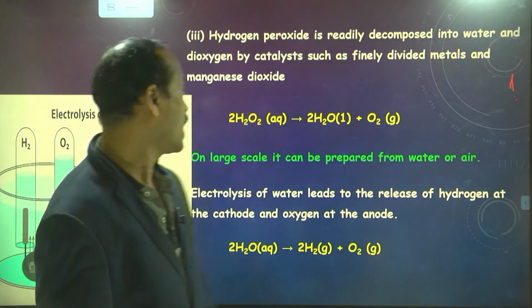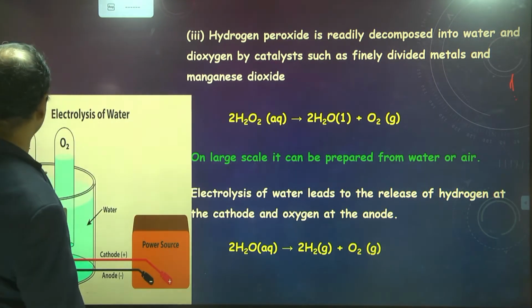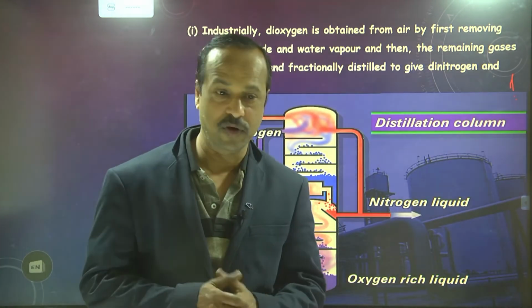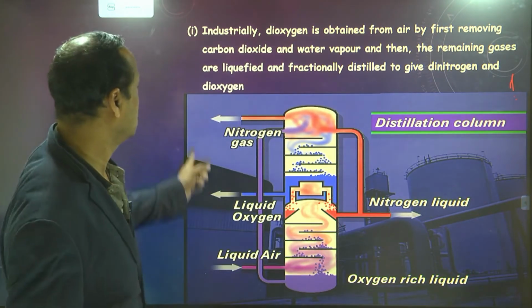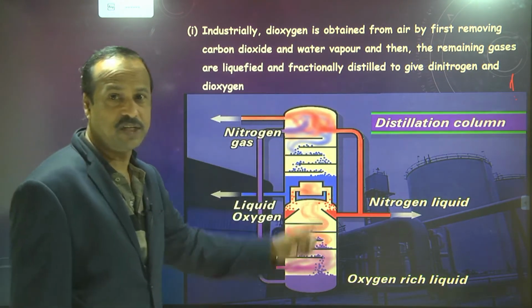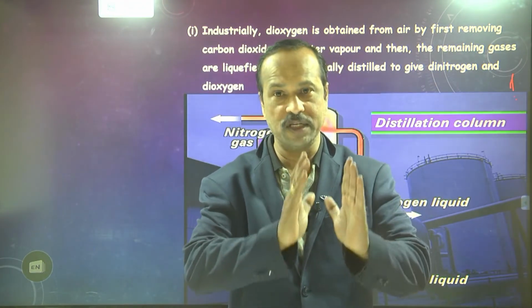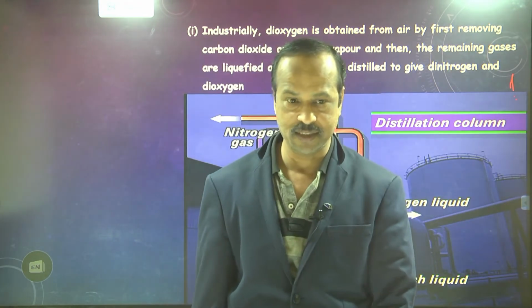So that is also called electrolysis. And the last and final process, this electrolysis and the next process, are both used in the preparation of oxygen on a large scale. So this is the fractional distillation of air. These are the methods of preparation of oxygen that we studied in the previous classes. Yes?